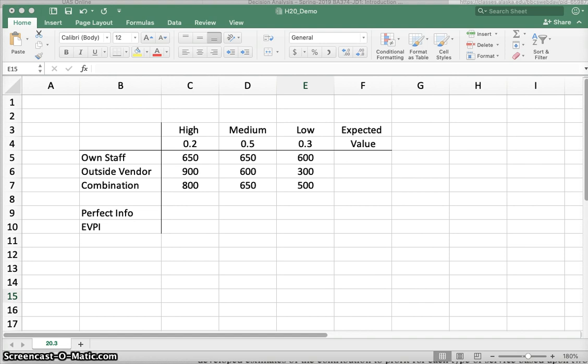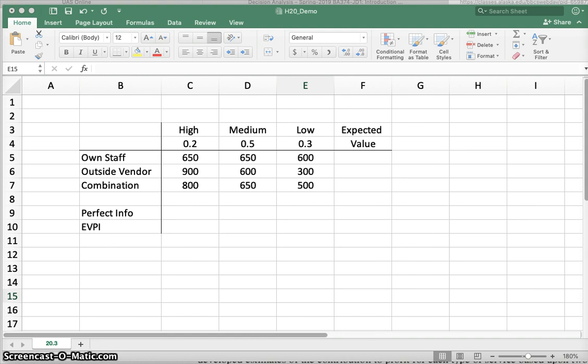So if they hire their own staff and they have a lot of business, so best case scenario, it'll cost $650,000. And worst case scenario, where they don't have very much business, it's still going to cost $600,000. And then we have a medium case. And for the outside vendor, it'll cost more if the demand is high, but it'll cost quite a bit less if the demand is low because it's easier to lay off or not use contract labor than it is your own employees. And then some combination.